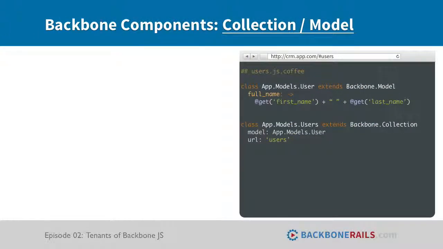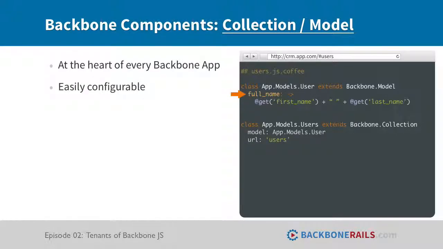And lastly, of course, we have Backbone collections and models, which are at the heart of every application. These guys are really easy to configure and add methods to. You can see I've defined a method called fullName here, which would return the model's first and last name concatenated together. And this method would naturally be available to be called from your templates or anywhere else you have a handle to the model instance.